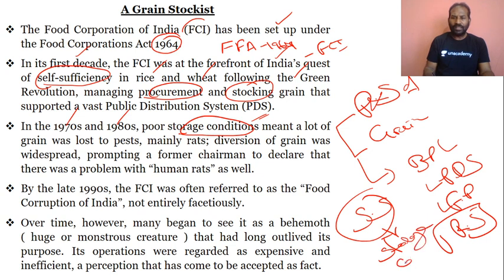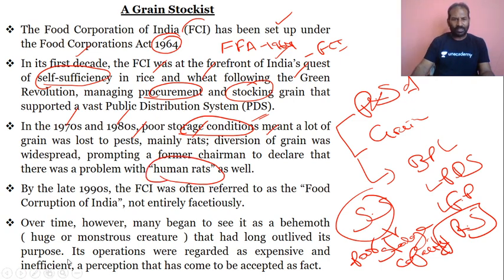We need to increase the storage capacity, but at the initial stage the storage capacity was not up to the mark, or it was a poor storage capacity. That means a lot of the grain was lost to pests, rats, or diversion of grain was widespread, prompting a former chairman to declare that there was a problem with the human rats.